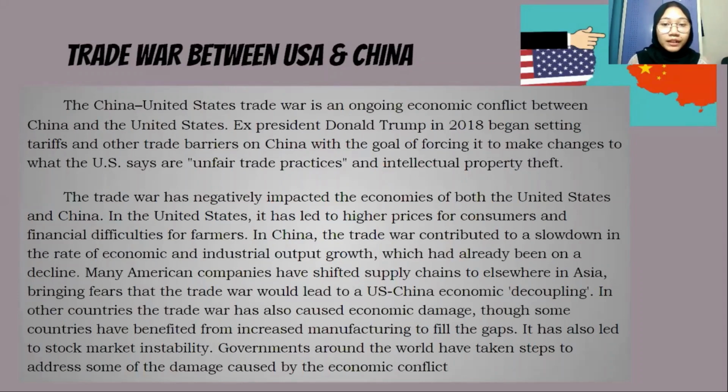Many American companies have shifted supply chains to elsewhere in Asia, bringing fears that the trade war would lead to a US-China economic decoupling. In other countries, the trade war has also caused economic damage, though some countries have benefited from increased manufacturing to fill the gaps. It has also led to stock market instability. Governments around the world have taken steps to address some of the damage caused by the economic conflict.